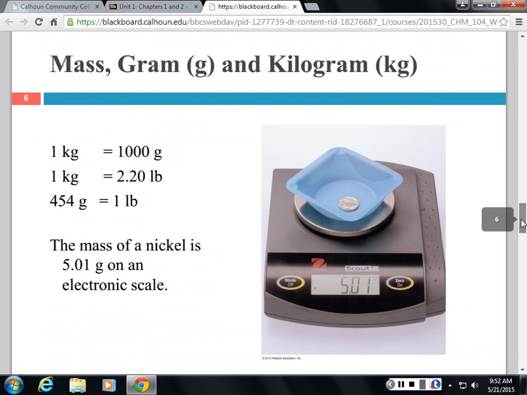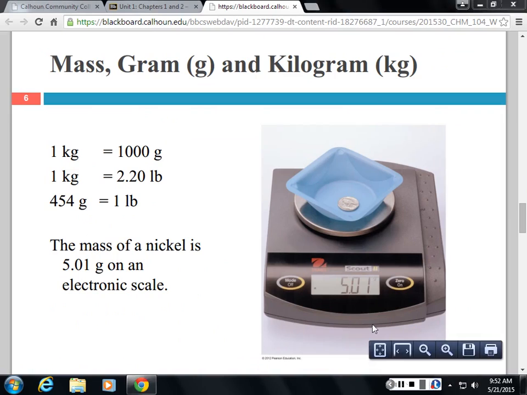Now mass. That is the measure of the quantity of an object. How much does the quantity of that object measure? We can use kilograms, grams, pounds. A lot of times everyone's familiar with pounds, but a lot of other countries use kilograms as their measurement.